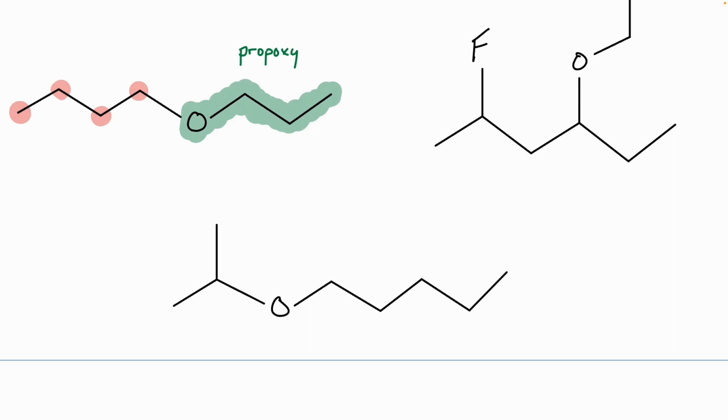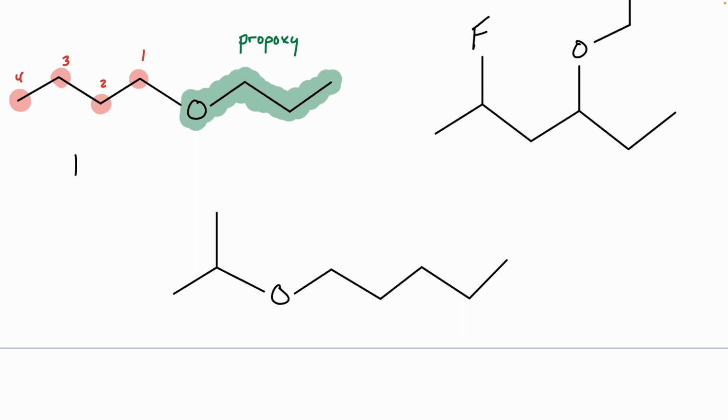Okay, if I'm going to number my parent chain, I'm going to start counting from over here so that that ether substituent is on the lowest possible number. So this would be 1-propoxybutane.